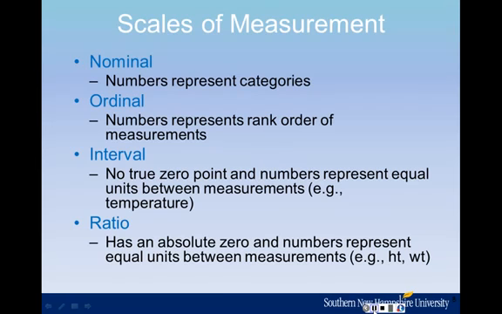And for both interval and ratio, the numbers represent equal units between the measurements. So if you go from 10 to 20, the difference between 10 and 20 is the same difference as between 50 and 60. Whereas in ordinal scales, first, second, third place, the first person who crosses the finish line of a road race may cross 10 seconds ahead of the next person, who might cross 2 minutes ahead of the next person after that. So first, second, third place does not represent equal units between those numbers.